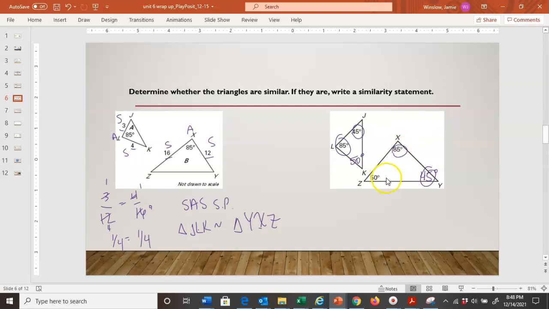So if all three angles are congruent matching up to the two triangles, it does not have a special name. So let's write the similarity statement. We could just pick any order if you want on the first one. JLK is similar to, and then we'll match it up. So J is 45, Y is 45, L is 85, X is 85, and then Z.